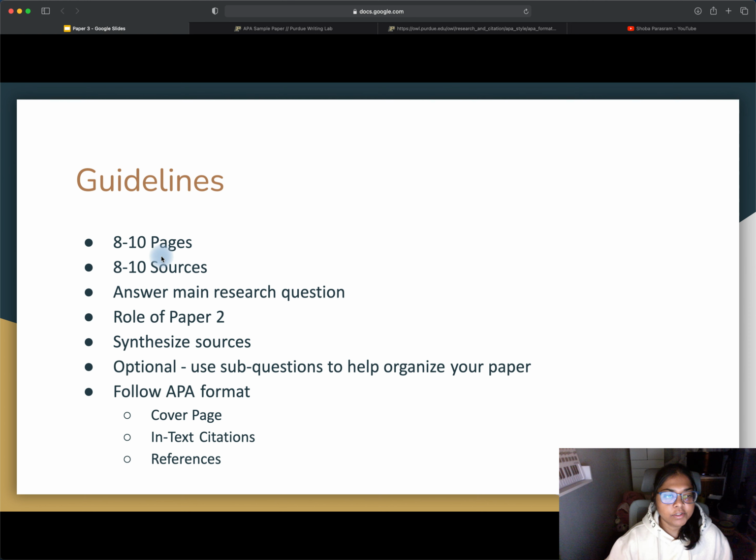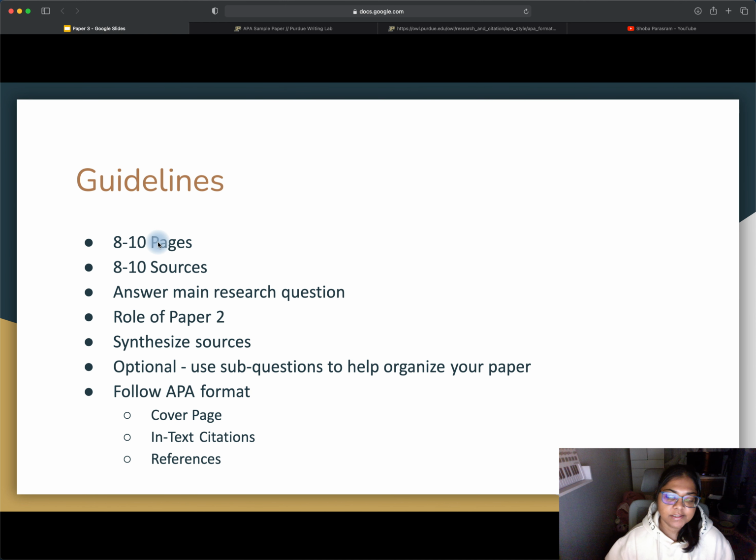So first of all, your paper is going to be roughly 8 to 10 pages, and by that I mean 8 to 10 pages of text. So your cover page and your references do not count, and your abstract, if you're including an abstract, does not count in those 8 to 10 pages. An abstract is not required. It is optional. If you wanted to include one, that's fine.